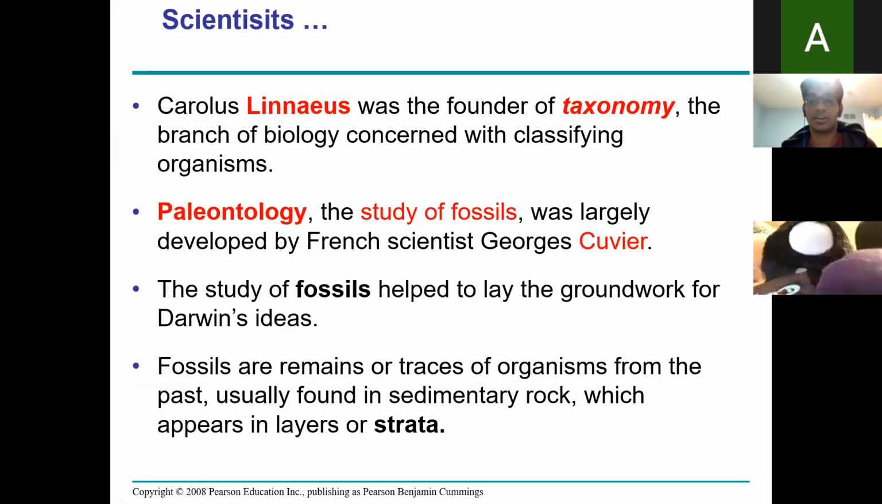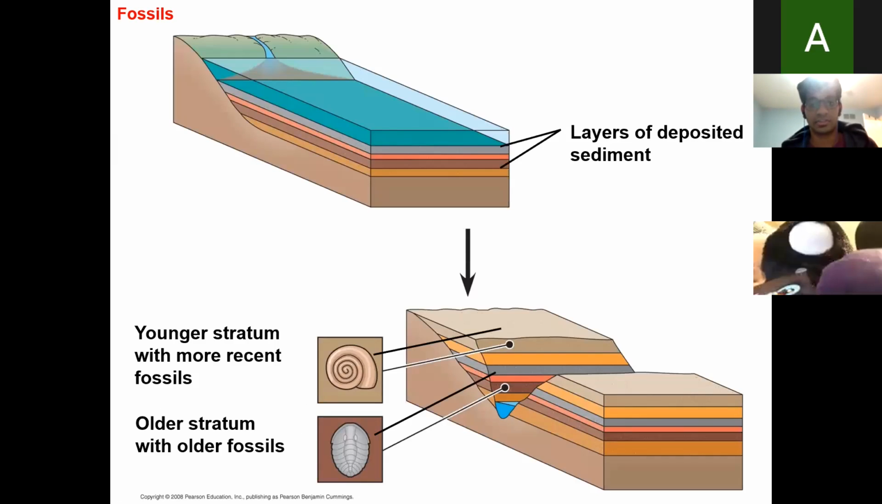Paleontology, which is concerned with fossils, was largely developed by Georges Cuvier. The study of fossils helped to lay groundwork for Darwin to really flesh out evolution because it does provide a lot of evidence. Fossils are remains or traces of organisms from the past, usually found in sedimentary rock, which appears in layers of rock, or strata. The lower down you go, the older the fossils. So that's a good way for relative dating of fossils. You can see what's older than the other.